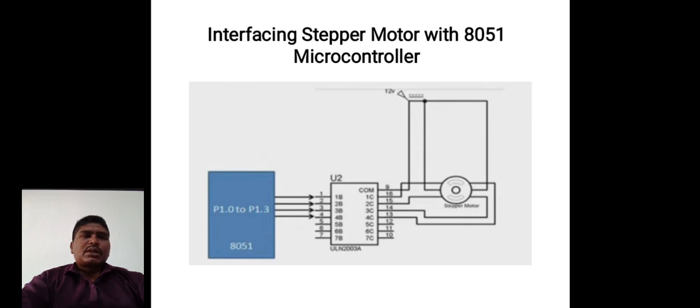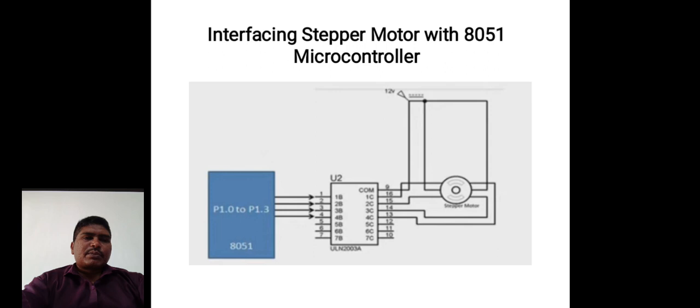Next, stepper motor interfacing with 8051 microcontroller. While discussing the architecture, we have seen the 8051 has a total of 4 ports, P0, P1, P2, P3. Here we are going to use port 1 of 8051. Interfacing with 8051 is very easy. We just need to give 0 and 1 to the 4 wires of the stepper motor according to the mode, so that we can run the stepper motor.